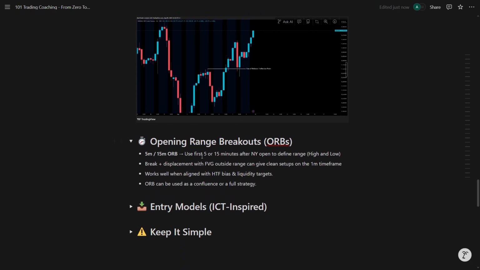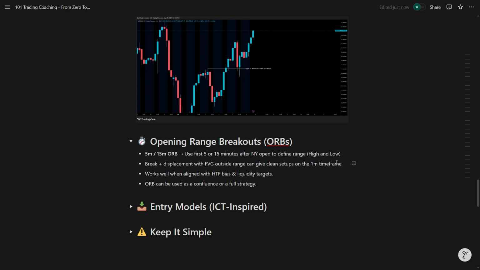Okay, here we have opening range breakouts. I didn't draw an example because I'm going to show you now. You use the first 5 or 15 minutes after New York Open to define a range. So the highs and lows on the first 5 minute candle and the highs and lows of the first 15-minute candle. And once we break plus displace with a fair value gap outside this range, it can give clean setups on the 1 minute time frame in either direction.